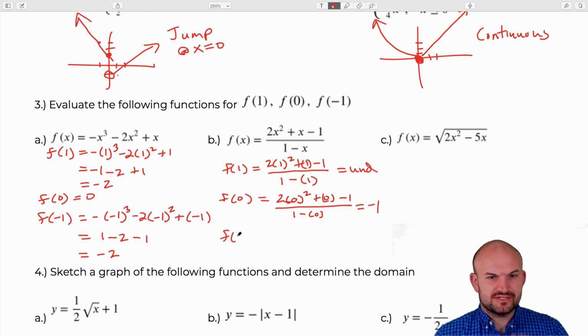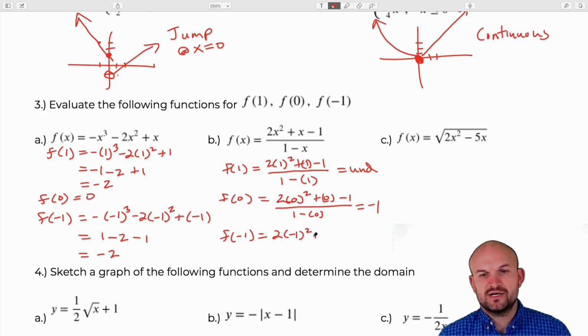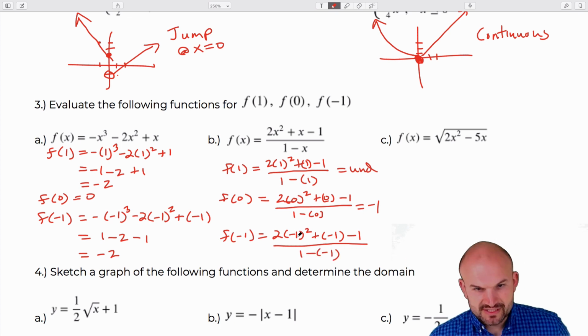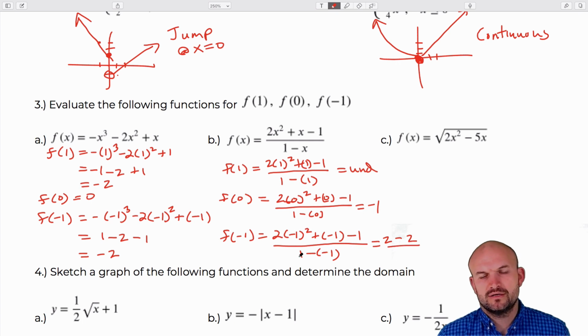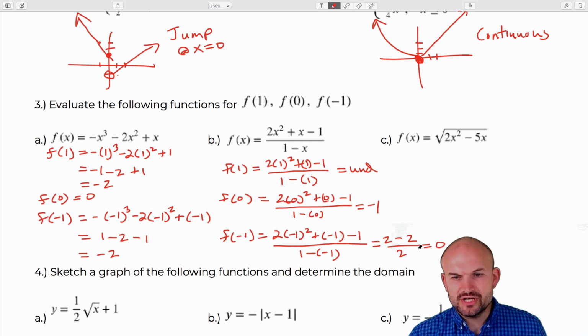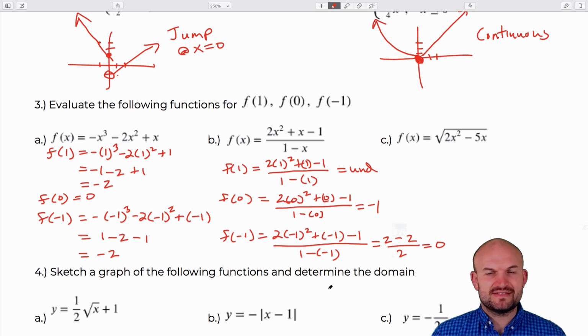And last but not least, we have f of -1. So that's going to be 2 times -1 squared plus -1 minus 1, all over 1 minus -1. Again, this one becomes a positive, so that becomes a 2. This becomes -1 minus 1, so that becomes -2, over 1 minus -1, which is 2. But 2 minus 2 is 0. 0 divided by 2 is 0. So you can see, again, there's a lot of tricky times with those positives and negatives.